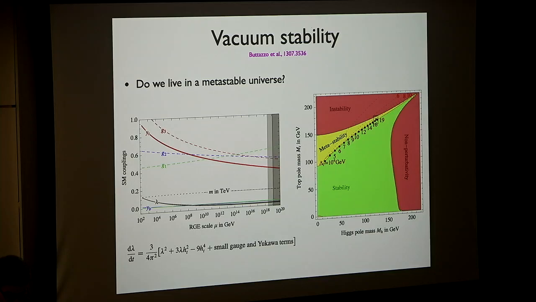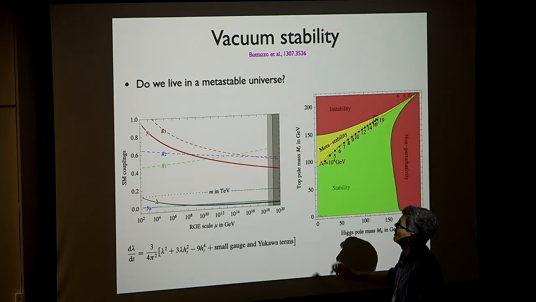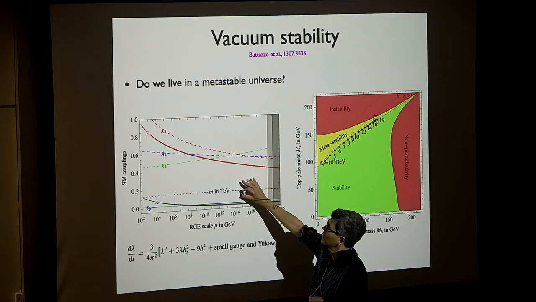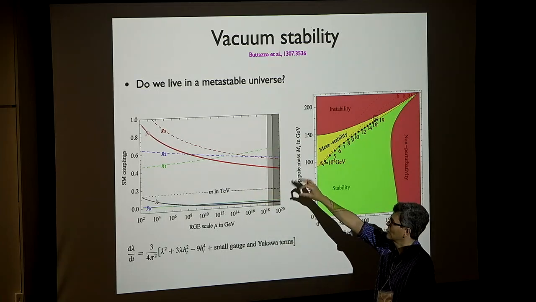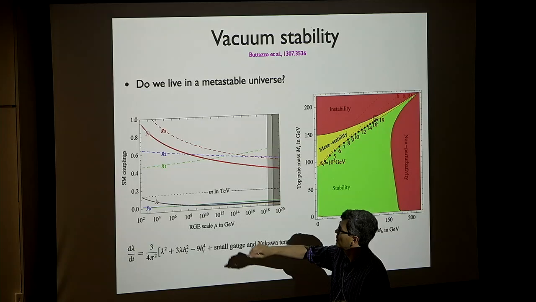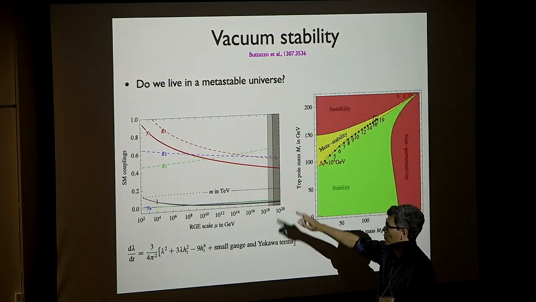I encourage you to read this, or we can talk about it later. These authors, and this is an area of active work, provide a nice summary of all the running couplings in the standard model. The left plot shows them as a function of the normalization scale. You see the Higgs mass grows very mildly, logarithmically.